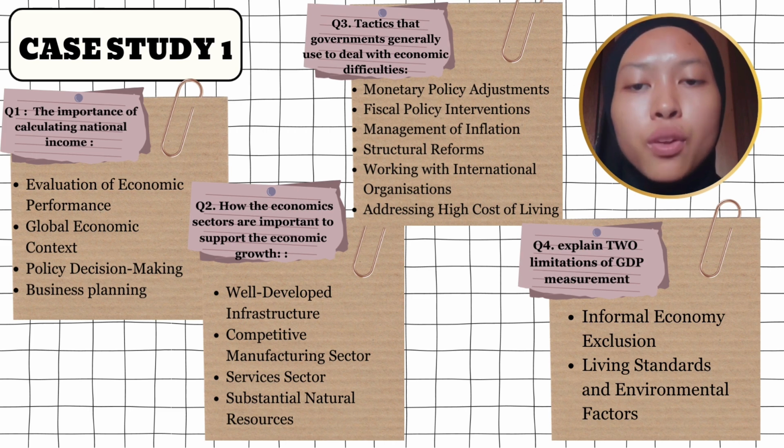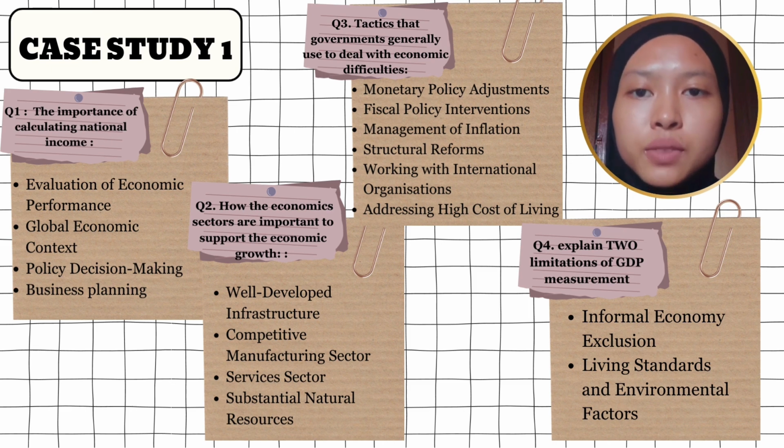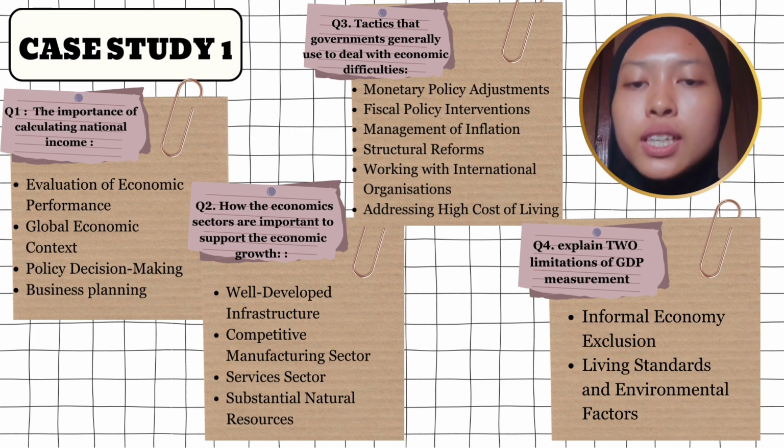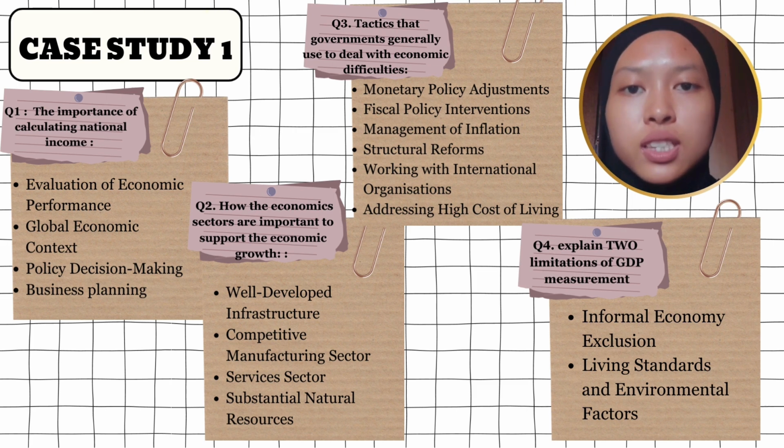And next, working with international organizations. In light of the mentioned global headwinds and the possible impact of external risks, the government may work with the international organizations. And the last one, addressing high cost of living. The analysts expressed concern over the high cost of living.